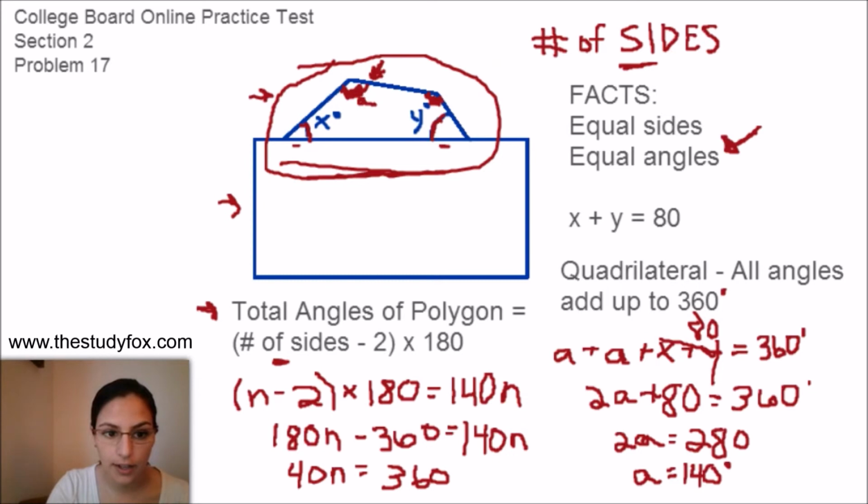So let's write it over here. n equals 9. And just to remind you, n was the variable we used for the number of sides, which is what we're looking for. And so our answer is 9 sides. And that is answer B.